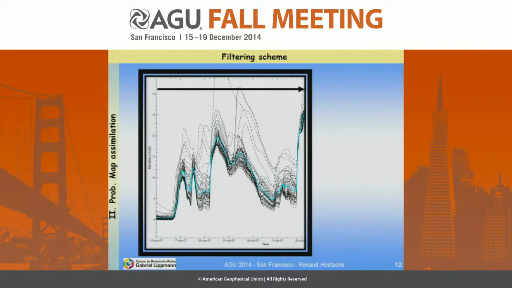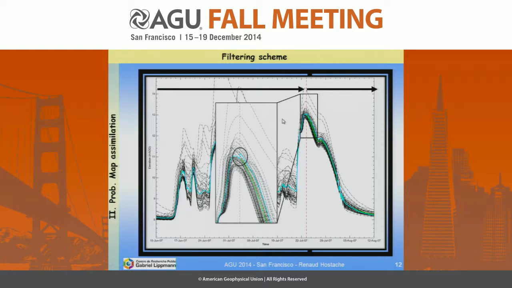To explain quickly how the particle filter works, in this graph you have the ensemble. Each dotted line corresponds to one model realization, and the blue line corresponds to the ensemble mean. We run the model until we get an image, and then we assimilate this image in the model in order to update the predictions by recomputing a weighted mean of the ensemble.